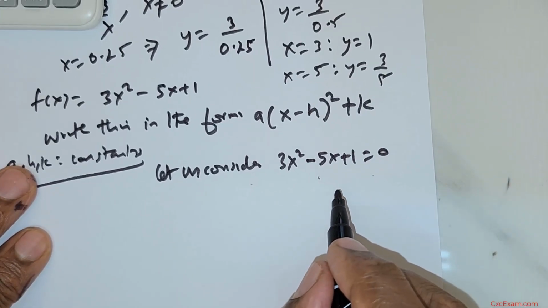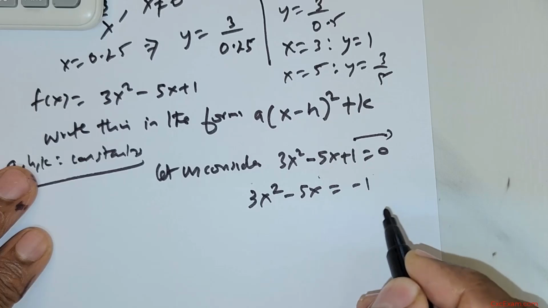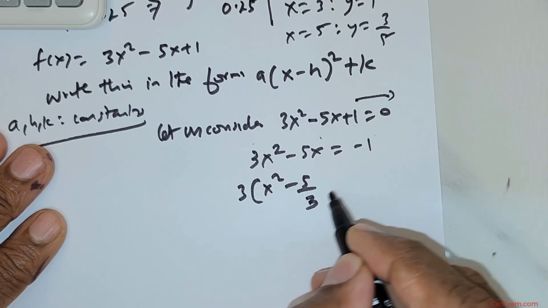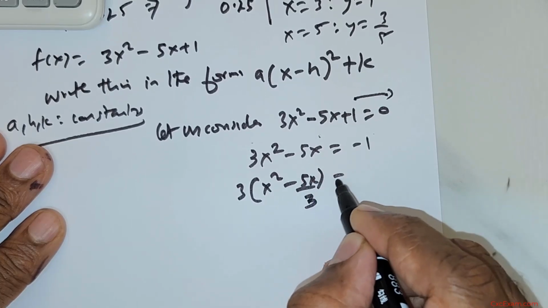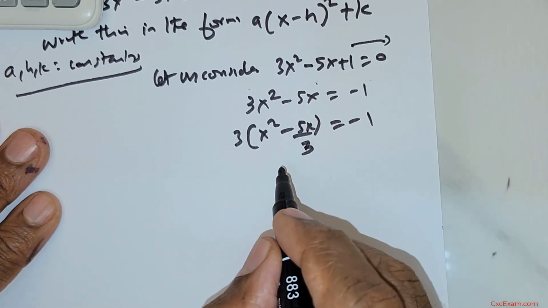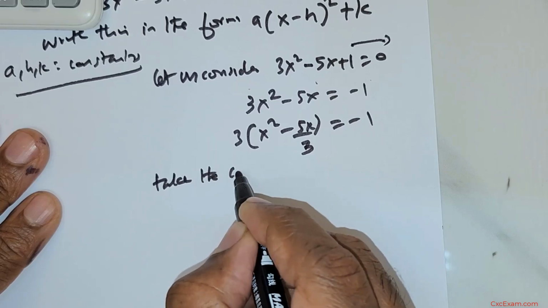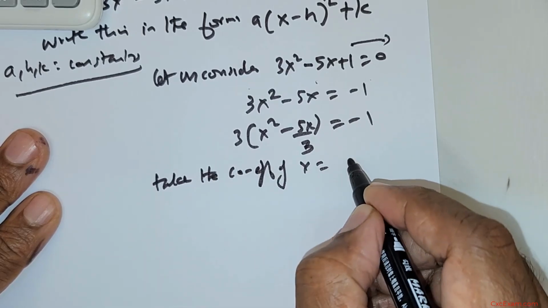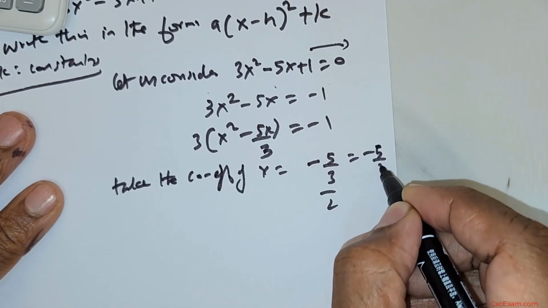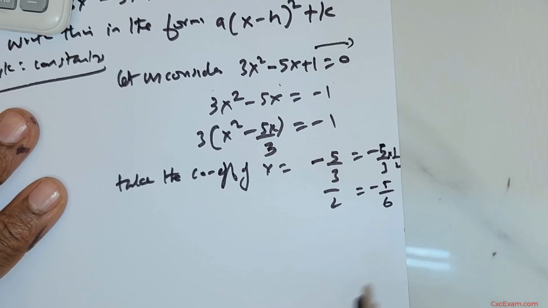Now what I would do is I would move this 1 to the other side. So you have 3x squared negative 5x is equal to negative 1. Then I take 3 out, I get x squared negative 5 over 3 times x is equal to negative 1. Next, what I wish to do is take the coefficient of x. What is that? Negative 5 over 3. You divide by 2, what do you get? Negative 5 over 3 times 1 over 2, which is negative 5 over 6.